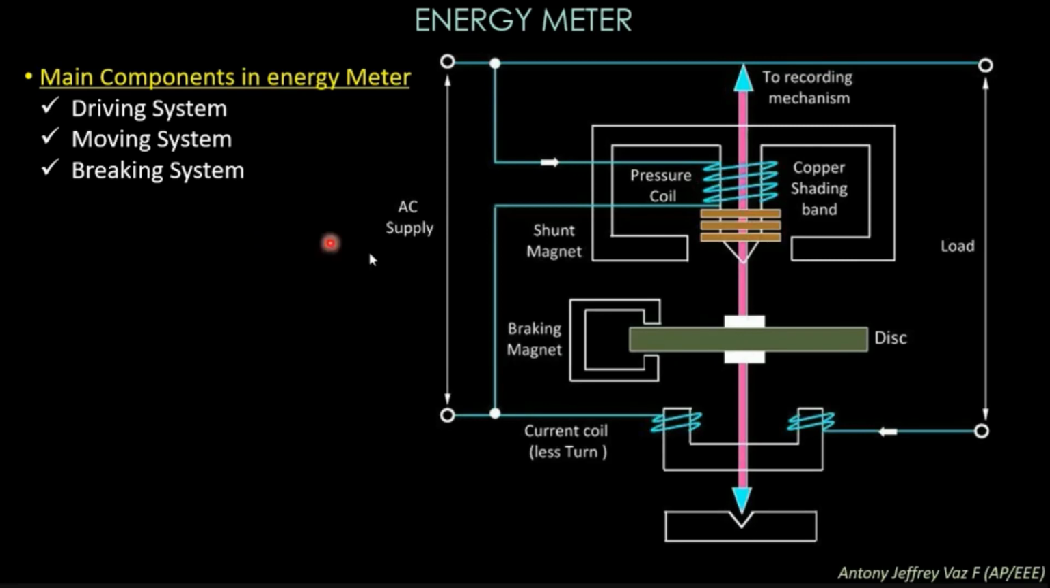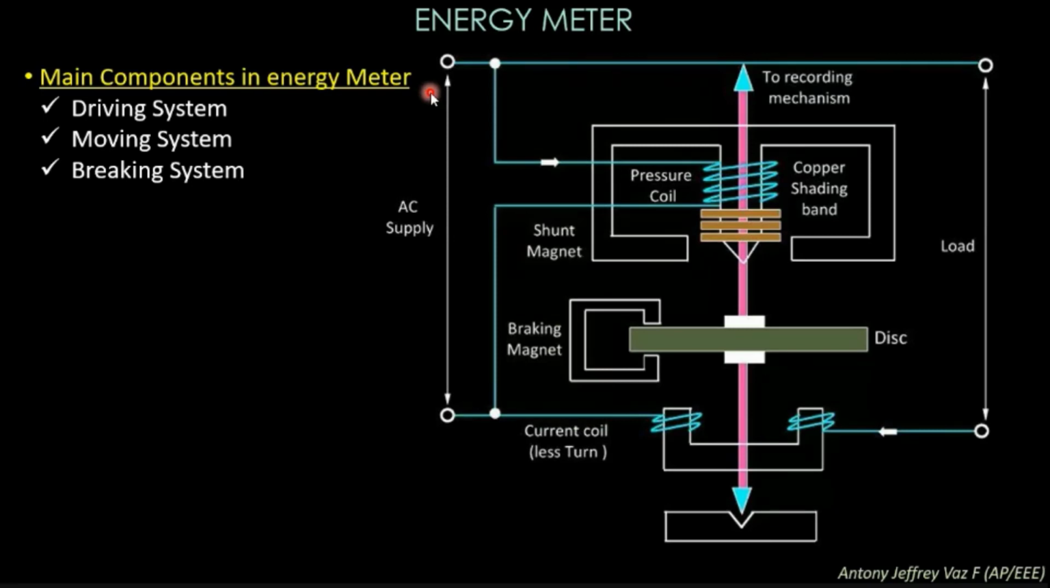The braking system. To brake the disk movement once it has been rotated and the energy measured: if the current goes away, the inertia present in the disk will tend to rotate the disk for some time. So to stop the disk when there is no current, you need a braking magnet, and the disk will have a hole. When the hole reaches the end of the braking magnet, at once the disk will stop. If there is no supply in the pressure coil and the current coil, there is no current.